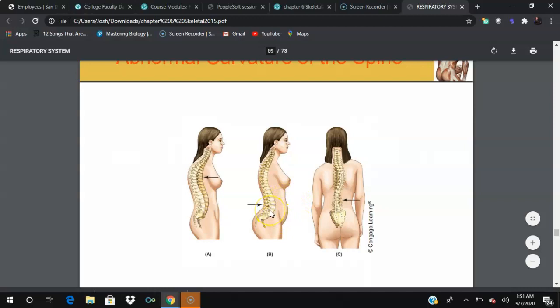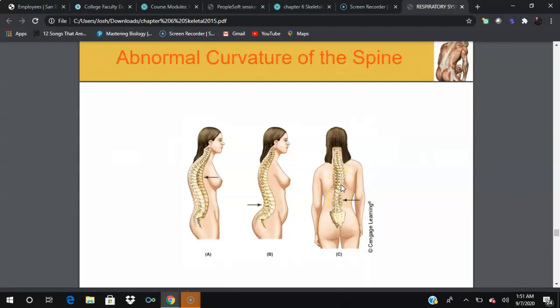Here we can see this. And then this letter C shows us a right lateral curvature scoliosis in that upper to mid thoracic area. These curvatures can be problematic, and if they're mild, treatment regimens would just be some physical therapy, loosening up the muscles, and maybe wearing some sort of a back brace.